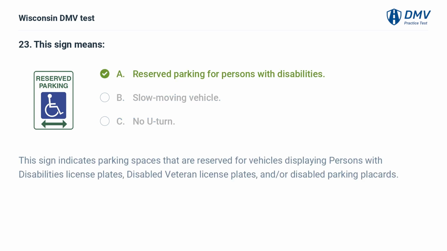A. Reserved parking for persons with disabilities. This sign indicates parking spaces that are reserved for vehicles displaying persons with disabilities license plates, disabled veteran license plates, and/or disabled parking placards.